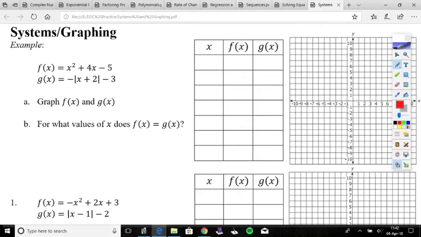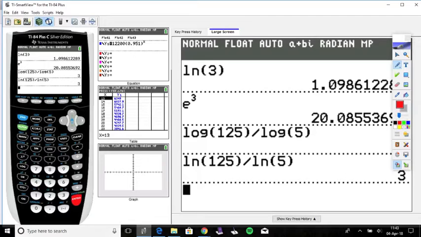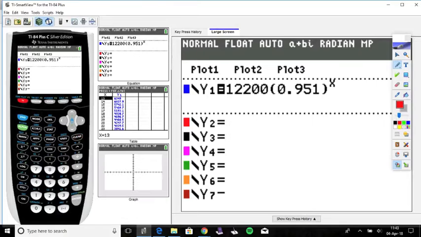So let me first find the paper with the questions on it. Alright, so I'm going to use my calculator, and I'm going to type in these functions. So I'm just going to clear all this stuff here. Your y equals, clear anything that's there. Alright, we're going to type in our functions.